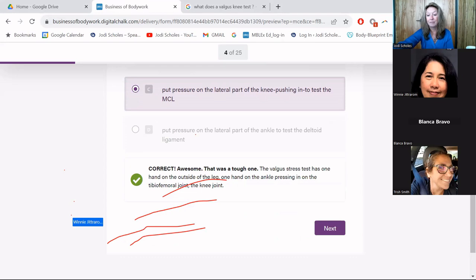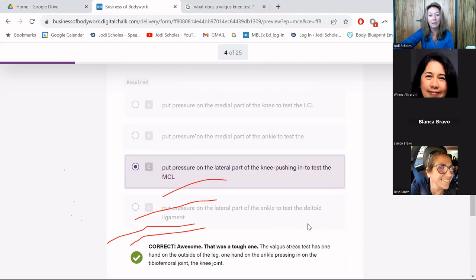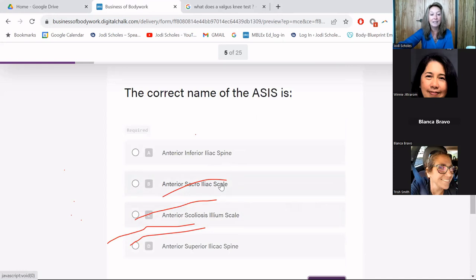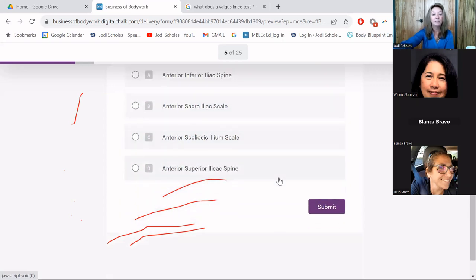Okay, let's see. We'll do one more because that was kind of a wonker. Okay, here's a good one to end on. The correct name of the ASIS. Just put it in the chat. A, B, C, or D.